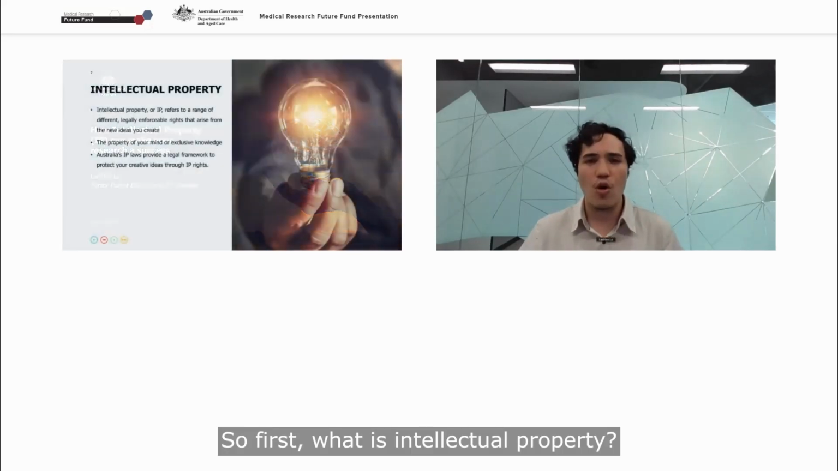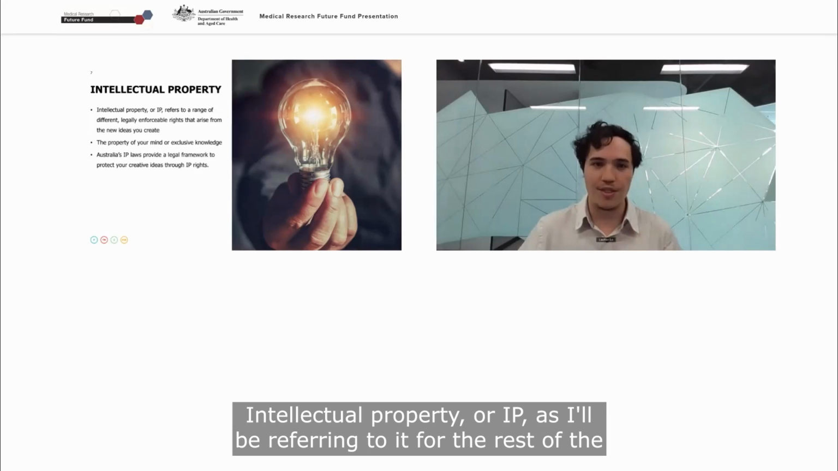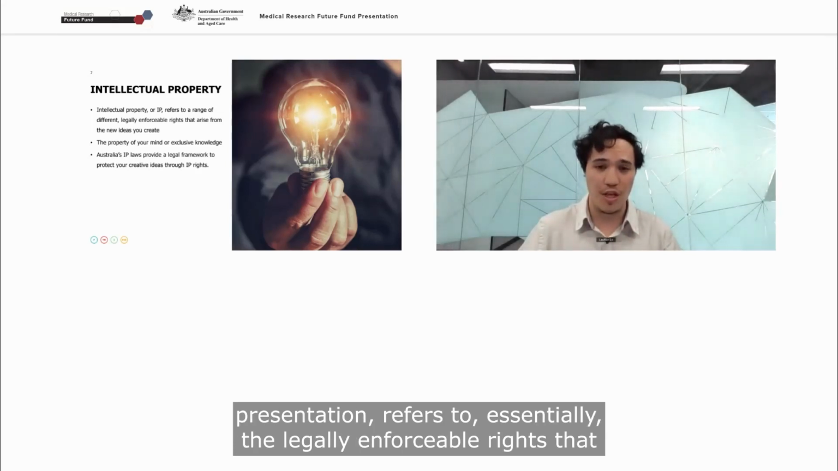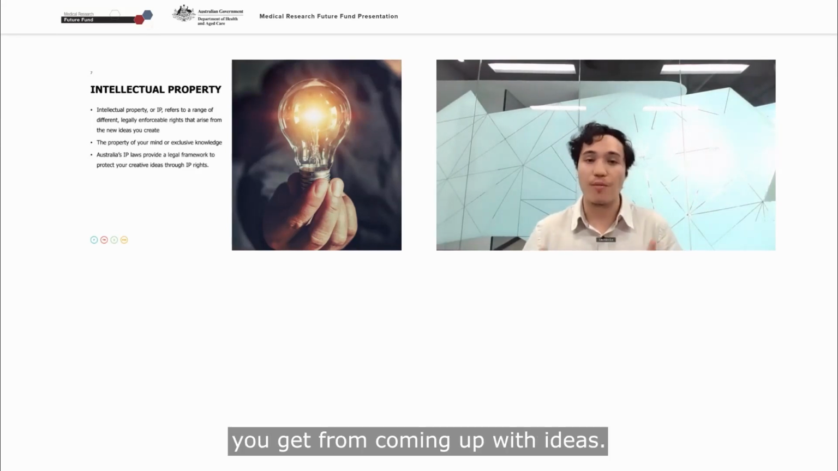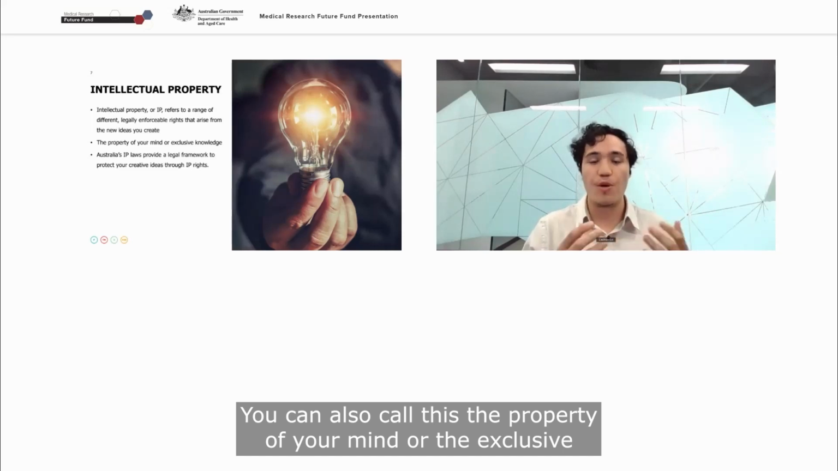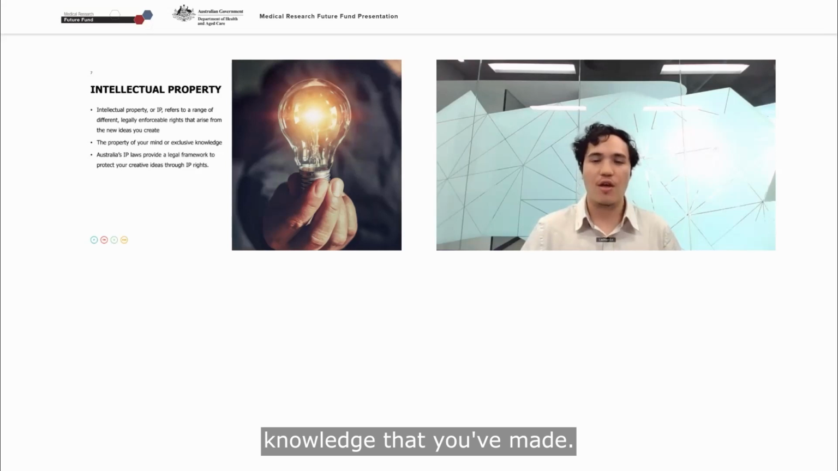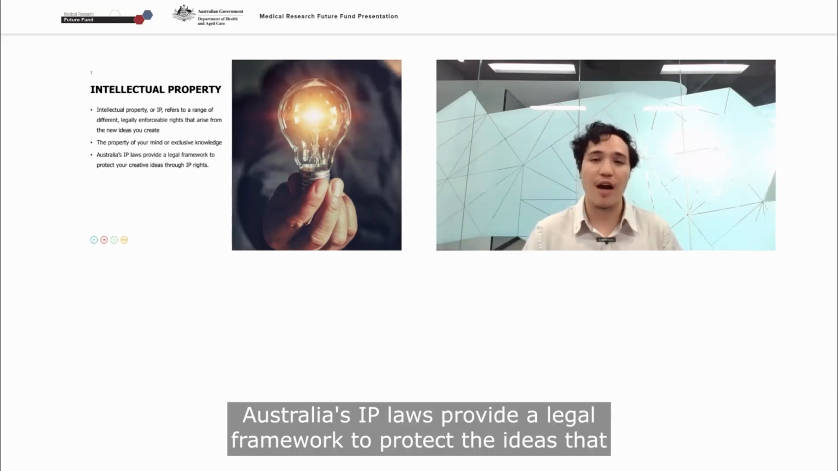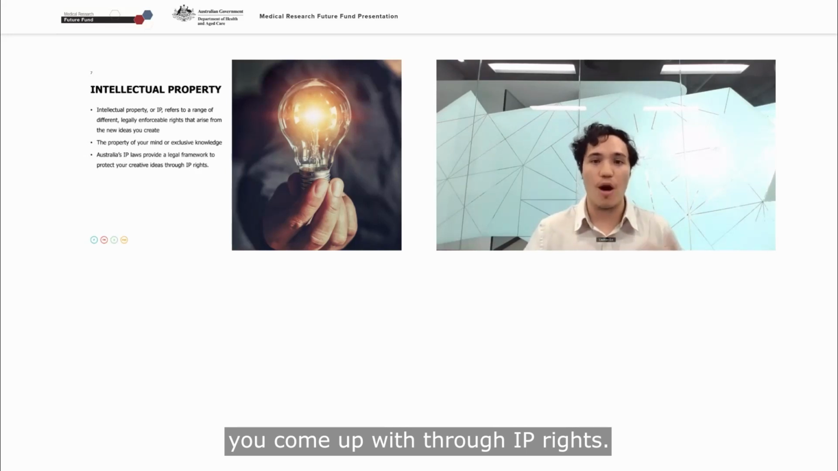So first, what is intellectual property? Intellectual property, or IP as I'll be referring to it for the rest of the presentation, refers to essentially the legally enforceable rights that you get from coming up with ideas. You can also call this the property of your mind or the exclusive knowledge that you've made. Australia's IP laws provide a legal framework to protect the ideas that you come up with through IP rights.